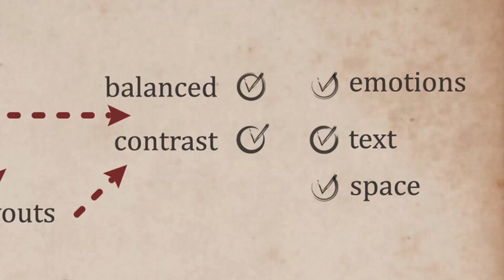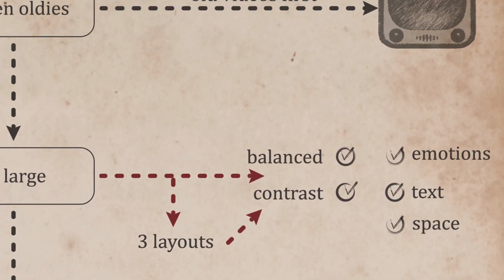But you want to make sure you have different contrasts, different emotions, make sure the text is with or without certain words, and less clutter, more space. And when you make those types of changes, you'll get 3 quite different types of thumbnails.